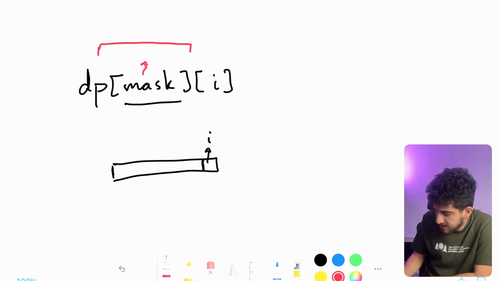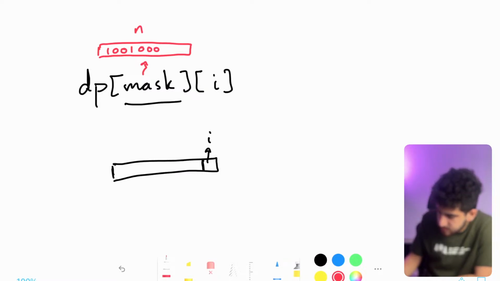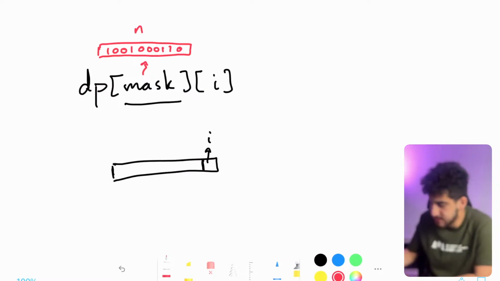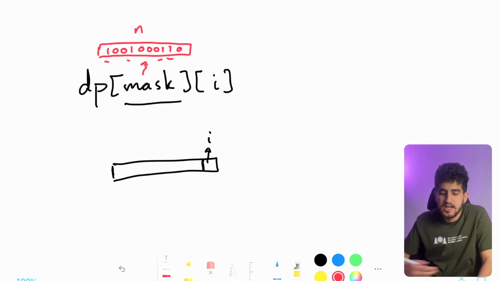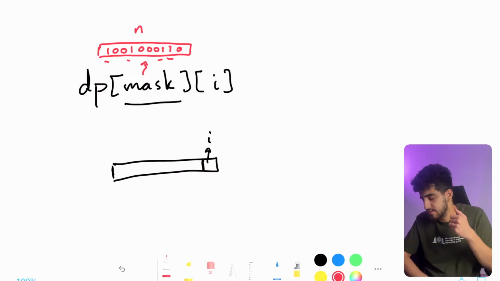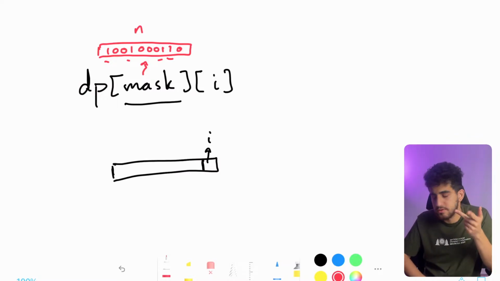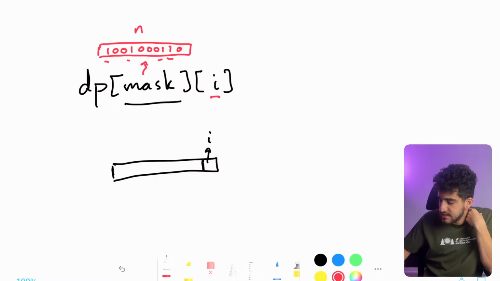So we have a binary representation of length n. Each bit is either 1 or 0, for example 1, 0, 0, 0, 1, 1, 0. It means that I have this song so far, this song, this song, and this song. Each bit says whether I have that song so far or not. And i means that this is the last song in my playlist.